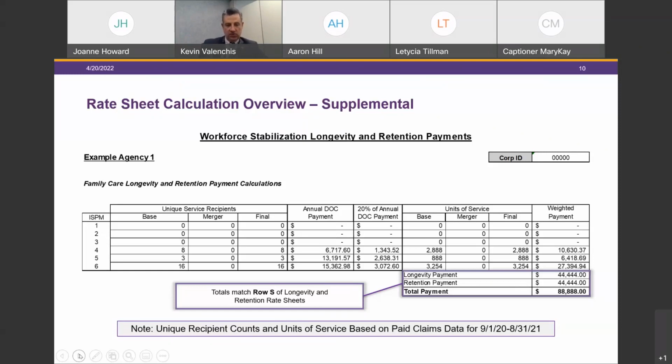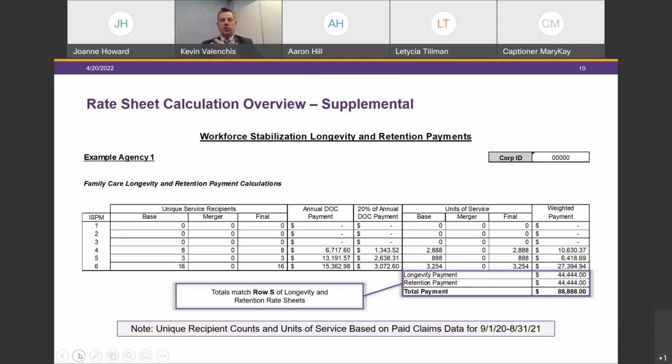So in this case, this illustrative agency, you can see here, just orienting you to the chart. We had ISPM scores of 1 through 6. Because some agencies were impacted by mergers or consolidations of family care components, we have the base amount that's attributed to the agency that's receiving the payment. We had mergers where they may have taken over responsibility for delivering services for a legacy provider, and then we had a final that would simply add these together. Now we have the value here of the annual difficulty of care payment, and then we show you what the calculation is of 20% of that.